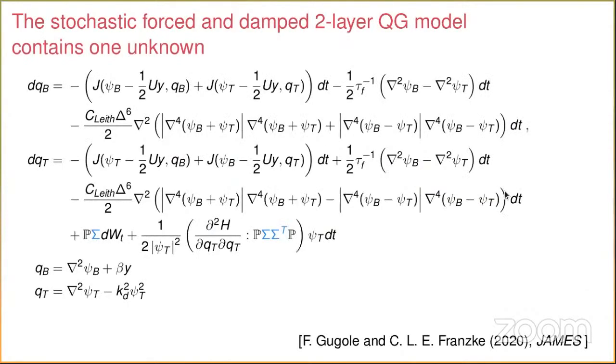So for the forced and damped model, I will simplify a little bit my stochastic modeling assumption. The equations are a little bit uglier because of the extra terms. Here there's the forcing, here's the bottom friction, the dissipation. And as I said, we simplified our stochastic modeling assumption. There is no gamma in here, and we just focus on the noise covariance.